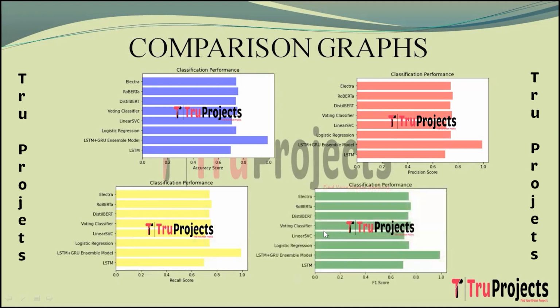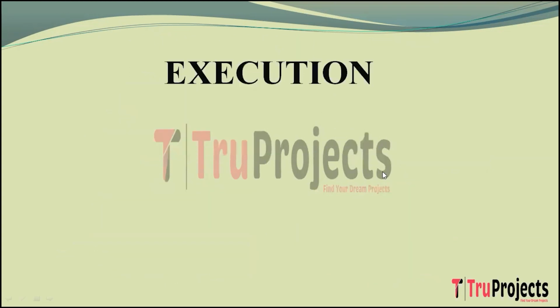And this is F scores comparison graph. In this graph on the x-axis I have F scores and on the y-axis I have algorithm names. So F-score combines precision and recall into a single metric, balancing accuracy and completeness in predictions. So the algorithm which is best performing in all the performance metrics will be used for predictions.